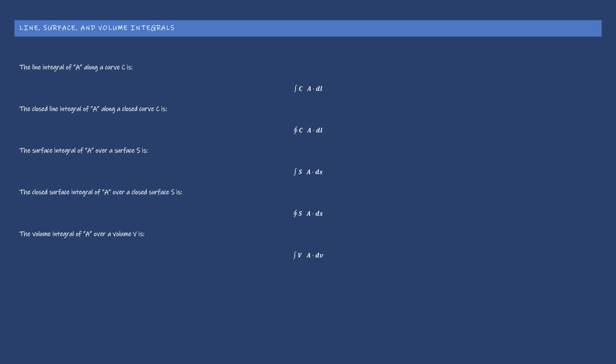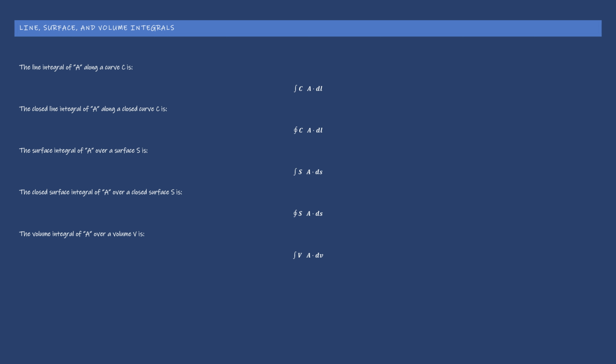If the path of the line integral is closed, we call the line integral the circulation of A along L. Circulation is a measure of how much a vector field swirls around a closed line.